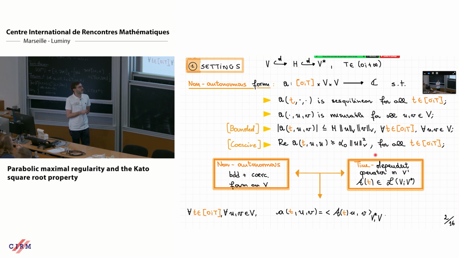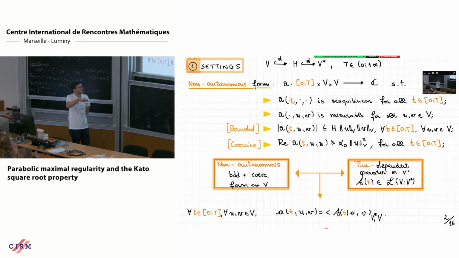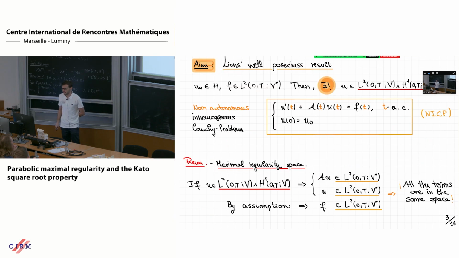And as usual, we can associate to this form a bounded operator, which in this case will be a time-dependent operator curl A, which is bounded from V to V star. And the relationship between the form and the operator is the classical one in every time t between 0 and capital T. So the result that I want to show is this one.